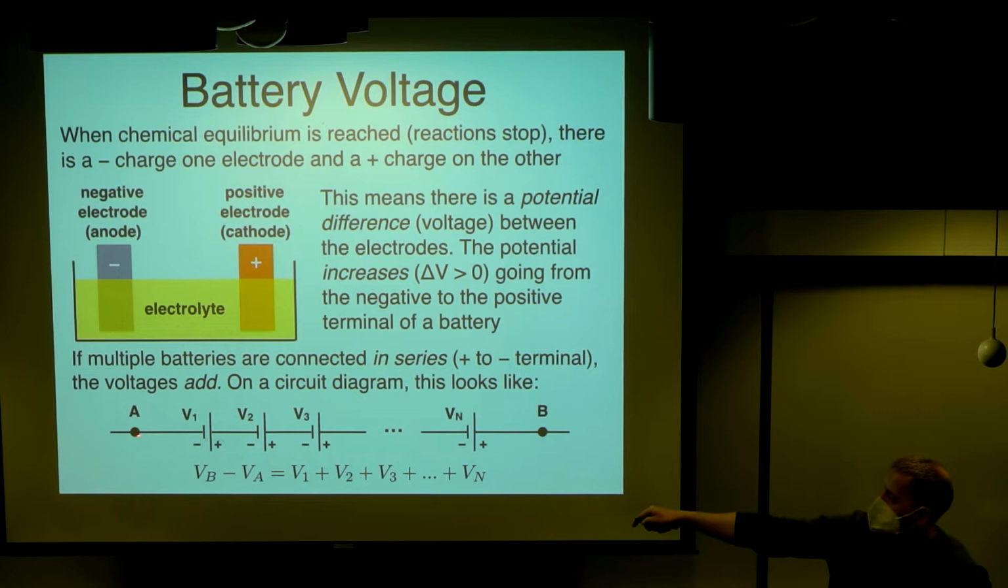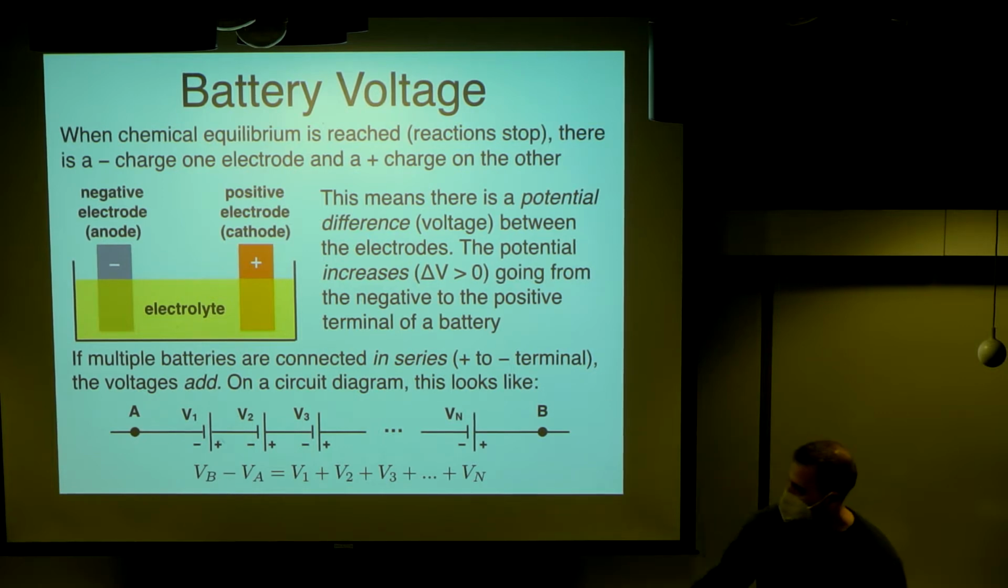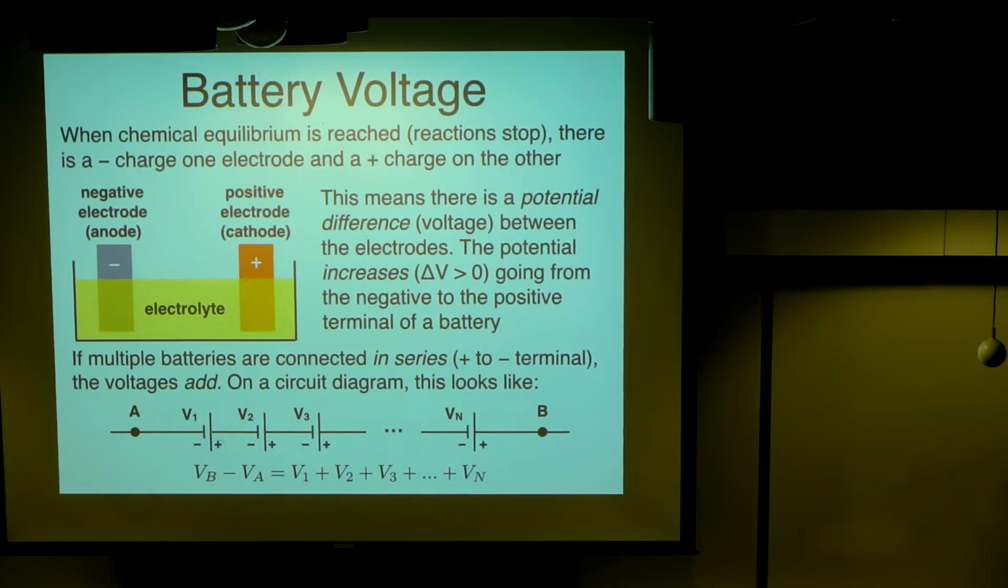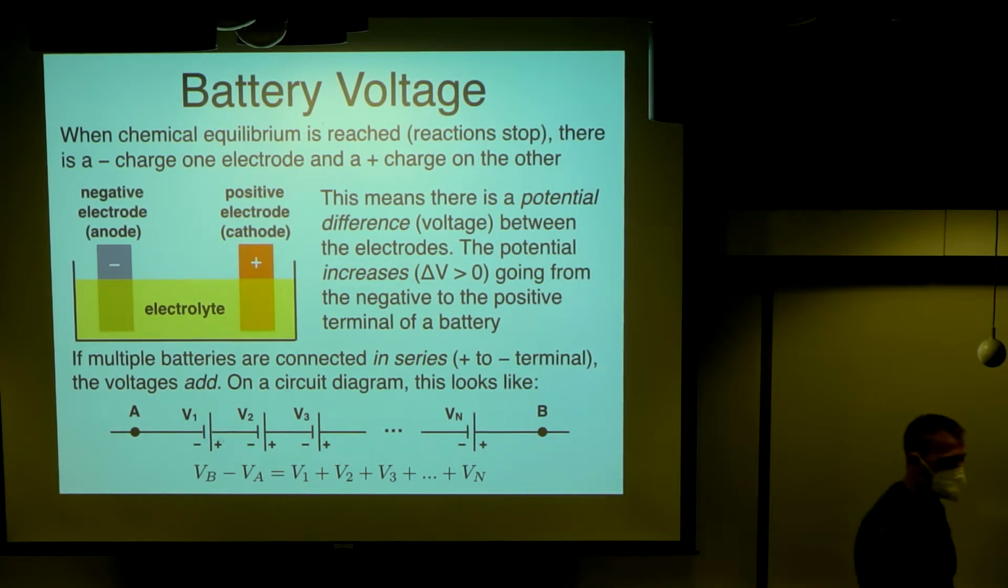So if we think about point A and point B, and the potential difference across A to B as the total potential difference across these series-combined batteries, that's just going to be V1, the potential difference across the first battery, plus V2, the potential difference across the second battery, plus V3, and so on, until you get to the last one. So basically, connecting batteries in series, you're adding their voltages together. Make sense? Any questions so far?